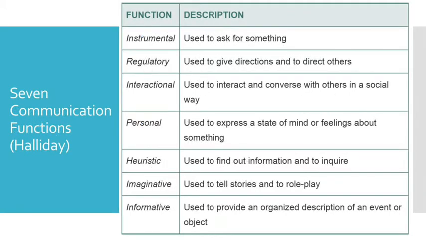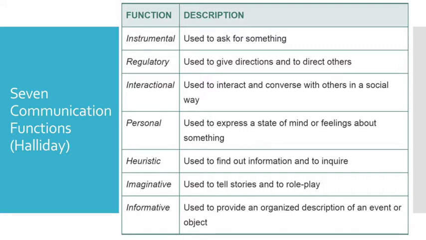There are 7 communication functions. Instrumental function is used to ask for something to satisfy a personal need or to get things done. I want water can be an example. Regulatory function is used to give directions, to direct others, and to control the behavior of others. Turn off the faucet can be an example.